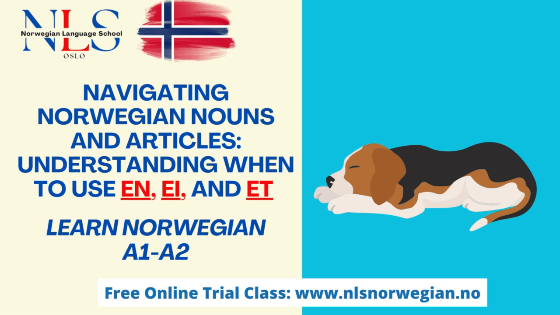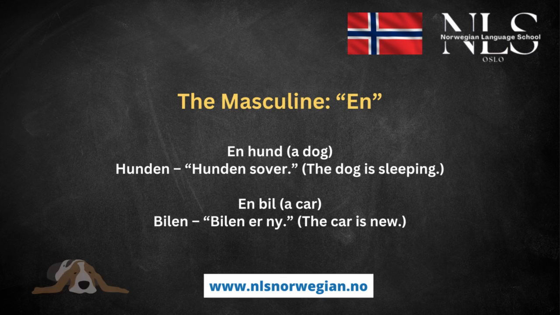Today we will discuss how to navigate Norwegian nouns and articles, understanding when to use en, ei, and et. In Norwegian, a key grammatical feature is the use of articles en, ei, and et to indicate the gender of nouns. Understanding the distinction between masculine, feminine, and neuter nouns and how these relate to the definite form is essential for learners of Norwegian.